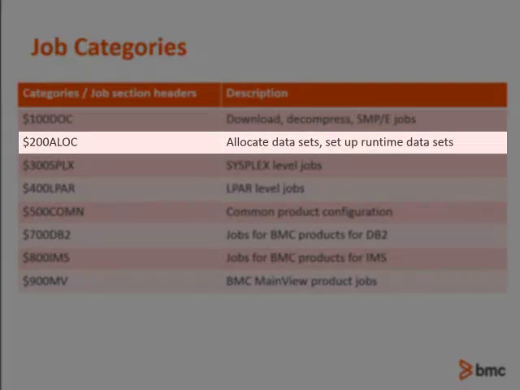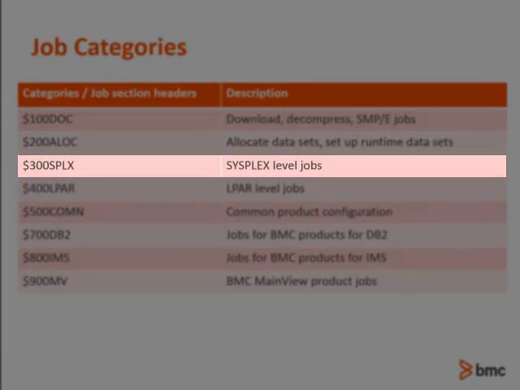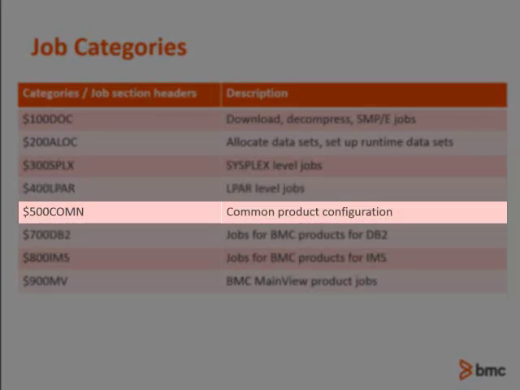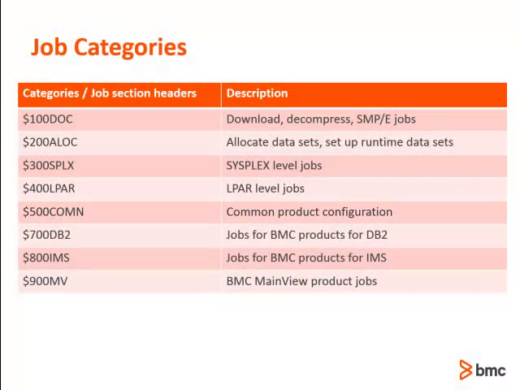The $2 jobs are for allocating datasets and setting up the runtime environment. The $3 jobs are for anything that needs to be set up at a sysplex level. $4 jobs are for anything that needs to be set up at an LPAR level. $5 jobs are for anything that uses common or crosses product categories. $6 jobs are reserved for future use.